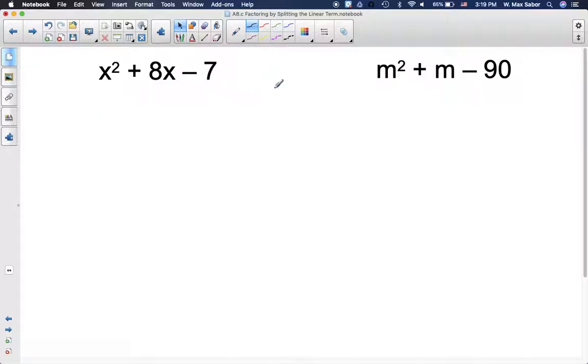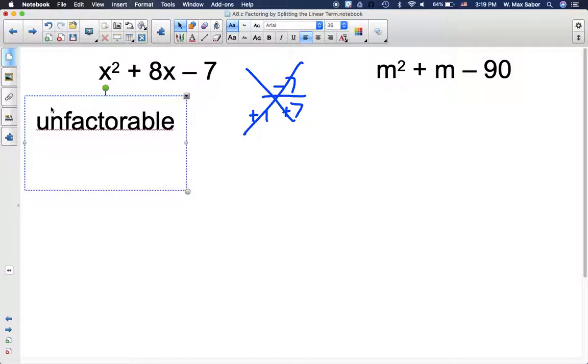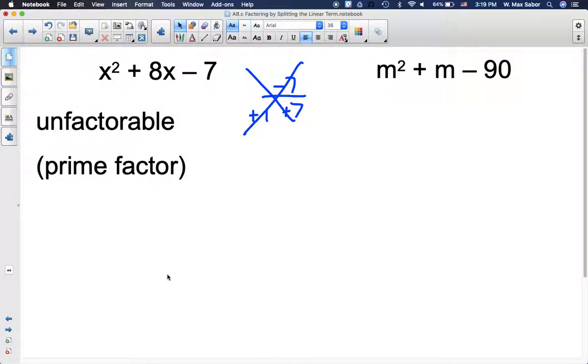Here, the number that we're splitting is negative 7 again. So we have 1 and 7. In order to get to positive 8, we need a positive 1 and a positive 7. That doesn't work. So this is what we consider unfactorable. Or another word we could say is this is a prime factor. We cannot factor this any further, and that's going to happen sometimes.